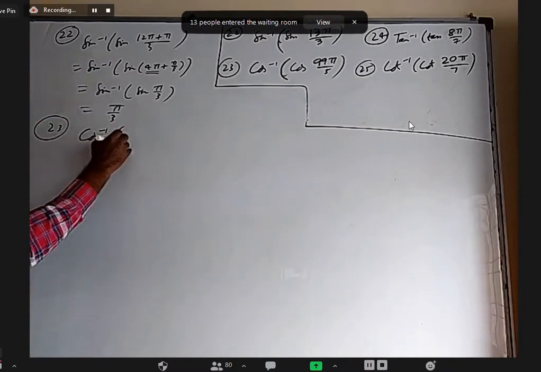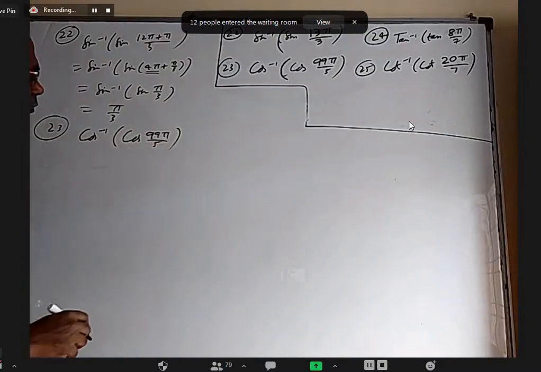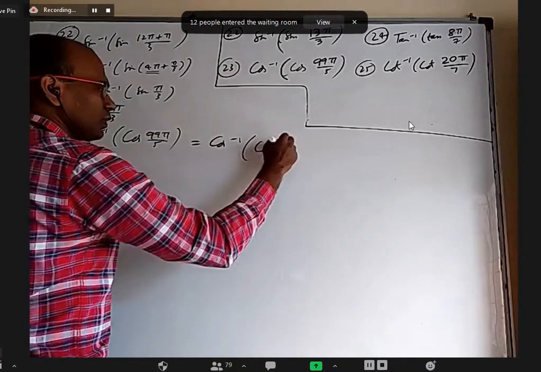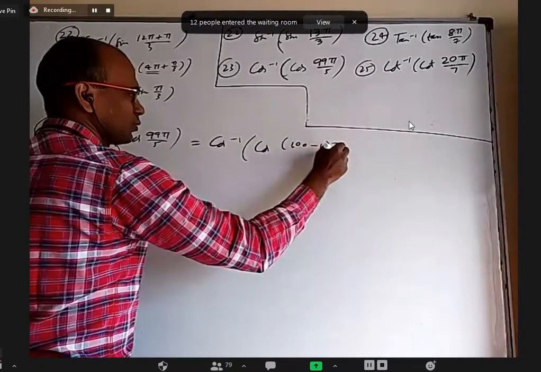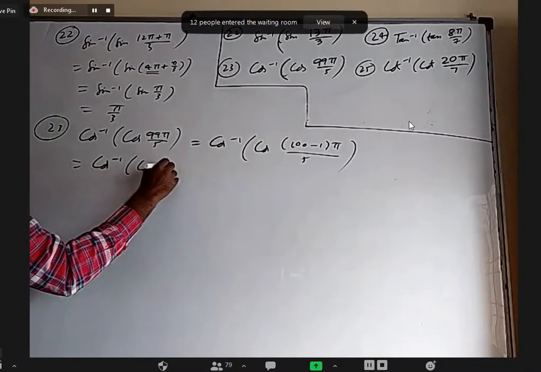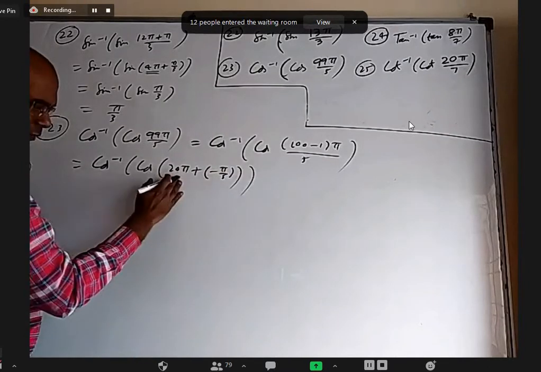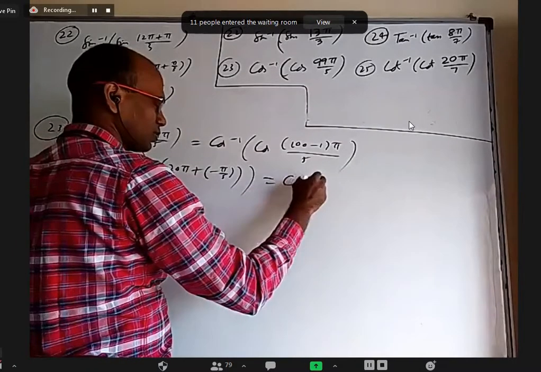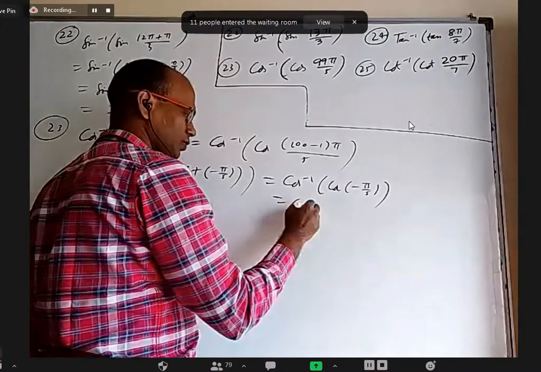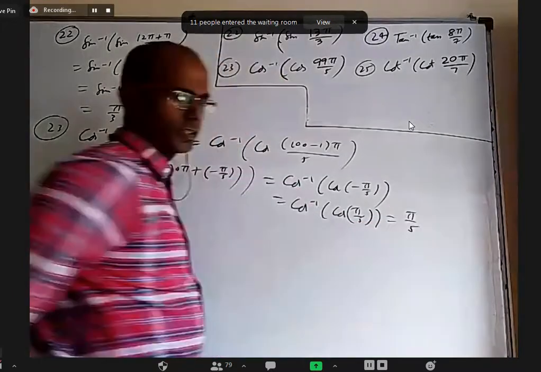Okay. Anybody want to tell the answer for 23? Pi by 5, sir. The nearest multiple of 5 is 100. So cos inverse cos, I can write this as 100 minus 1 into pi by 5. That is cos inverse cos of 20 pi minus pi by 5. A multiple of 360 can be neglected. So cos inverse cos minus pi by 5. And cos minus theta is cos theta only. So cos inverse cos pi by 5. And the answer is pi by 5 because it is within the principal value.